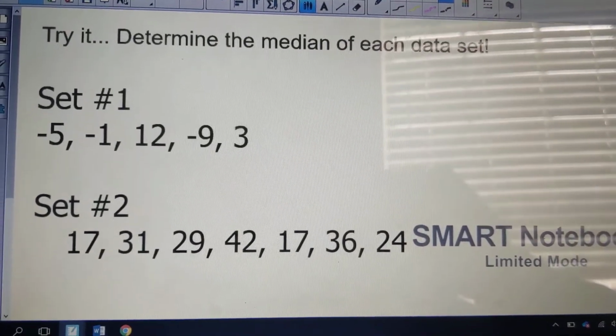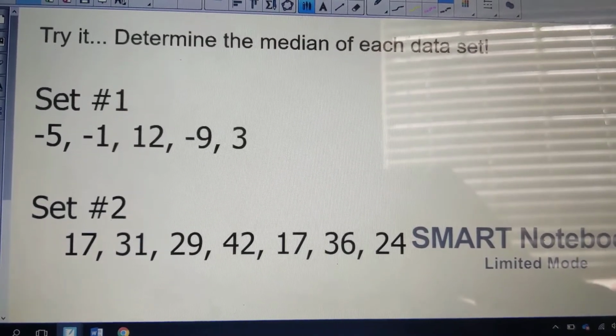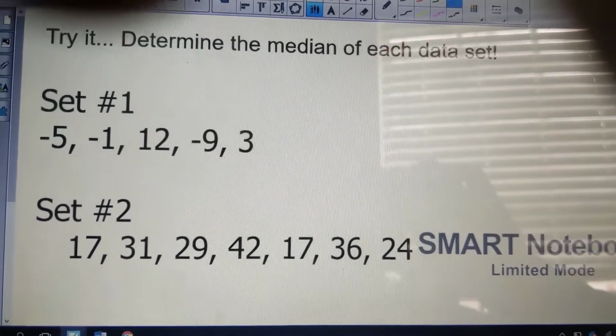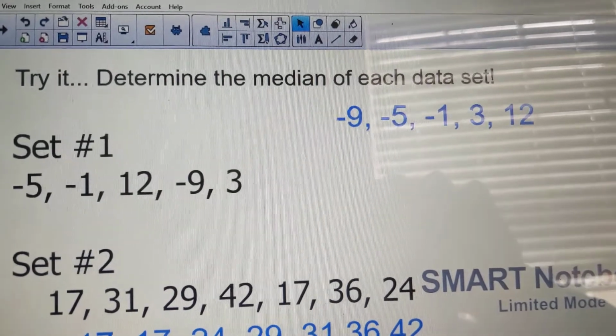Okay, here are 2 additional sets. We're going to take a look at these together. The first step is to put each data set in order from least to greatest. So pause the tape and do that now. All right, so in blue, you see the first data set in order from least to greatest.